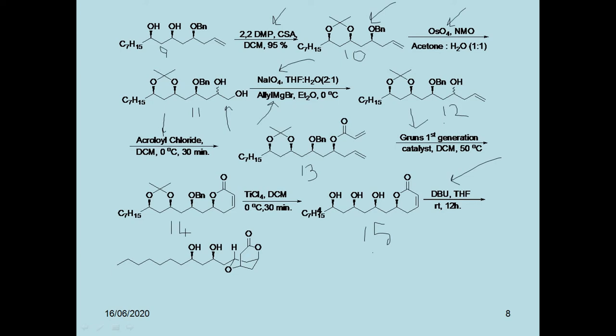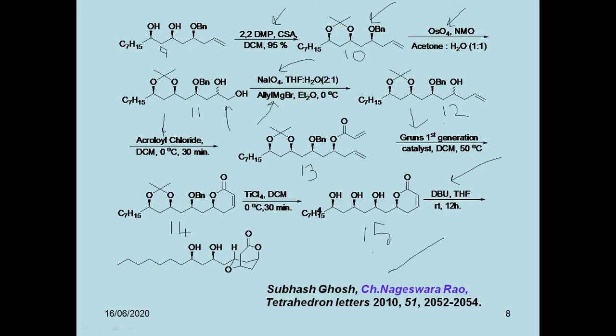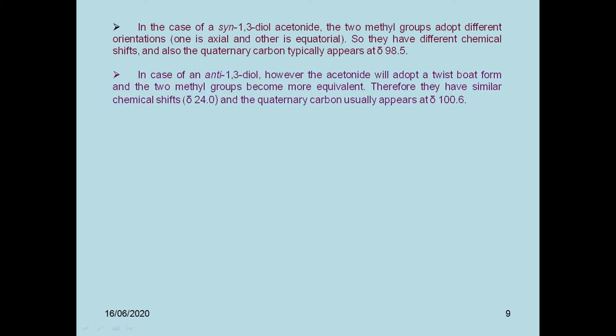For the completion of this work, almost 1 year is over. So 2009 is over. In 2010, I got the second publication. In 2010 my fellowship is almost over, 5 years completed. Then I wanted to write my thesis, but my supervisor asked me to do the synthesis of polyrachitol B.